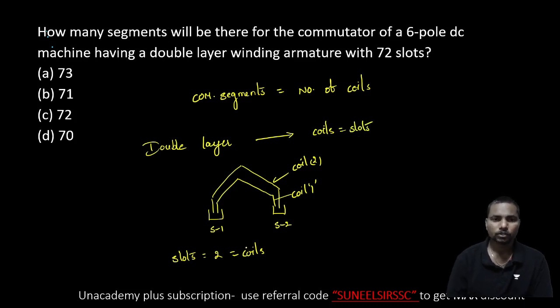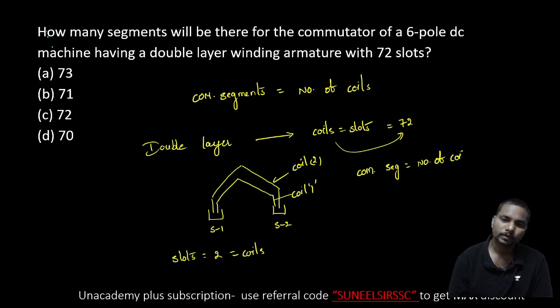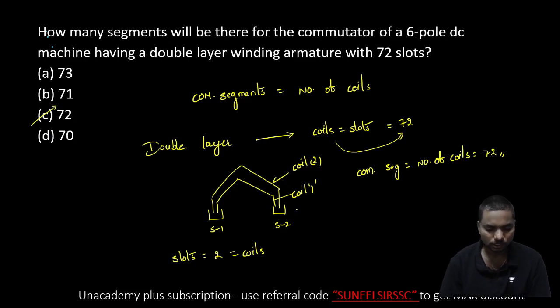So here, the same double layer winding they have given. Now the number of slots are given as 72. Now coils are 72. If the coils are 72, what about the segments? Commutator segments is equal to number of coils, that is equal to 72. So the answer is option C. All of you clear?